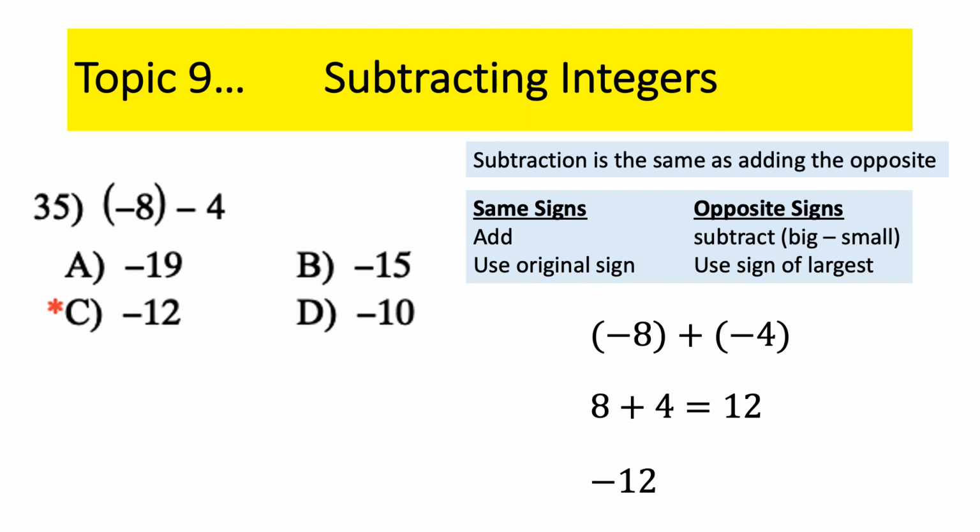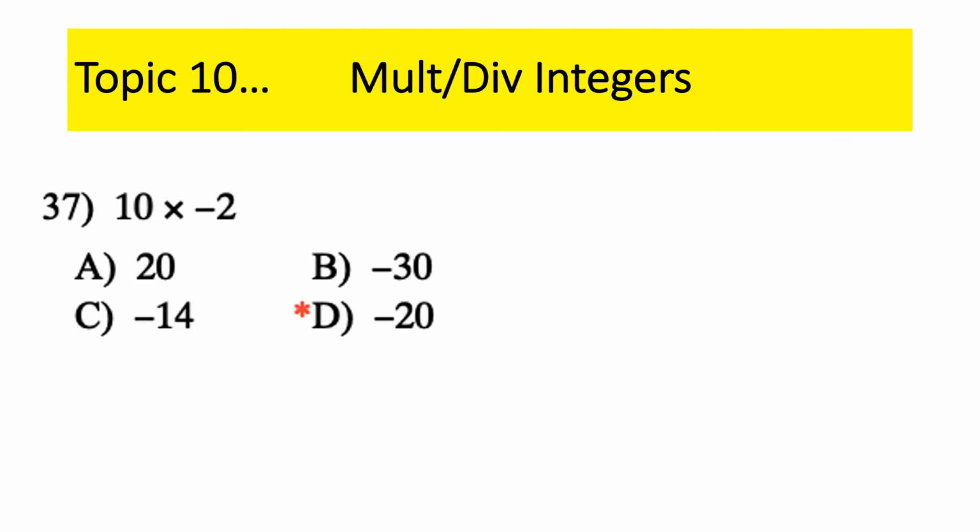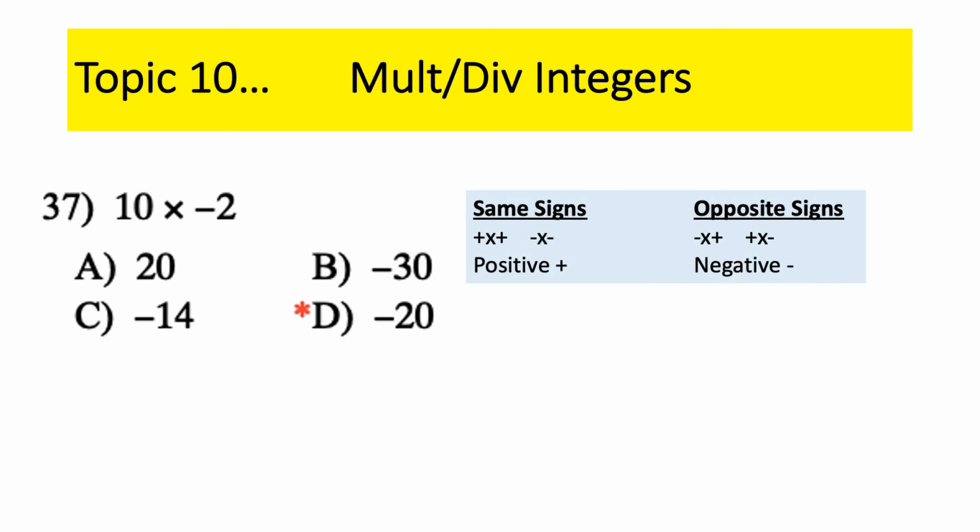Enough of the hard ones. Let's do the easier ones. For multiplication and division, remember, there's only two rules. You're either going to be multiplying with same signs or with the opposite signs. These are different than adding and subtracting. They're not the same rule. All right, if you have same signs, the answer is always positive. A positive times a positive or a negative times a negative is always positive. But if you're multiplying or dividing opposite signs, the answer is always negative. A positive times a negative or a negative times a positive is a negative.